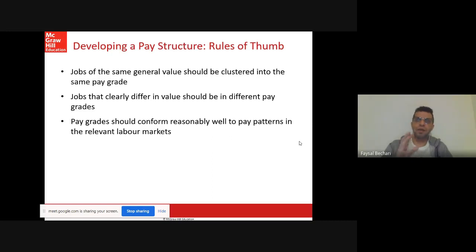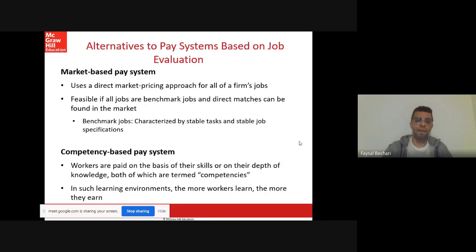The other thing you say is, well, this job's value is more important. A night shift security guard, for example, might run more risk, so you value that more than a daytime security guard. Or you can set pay grades to conform reasonably well to the pay pattern in the relevant labor market. You check the market and see how much they pay, so you pay a reasonable amount. So these are the rules of thumb.